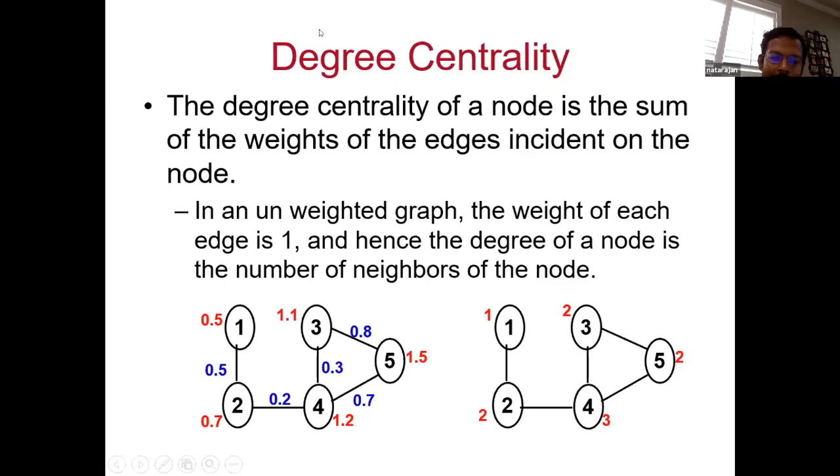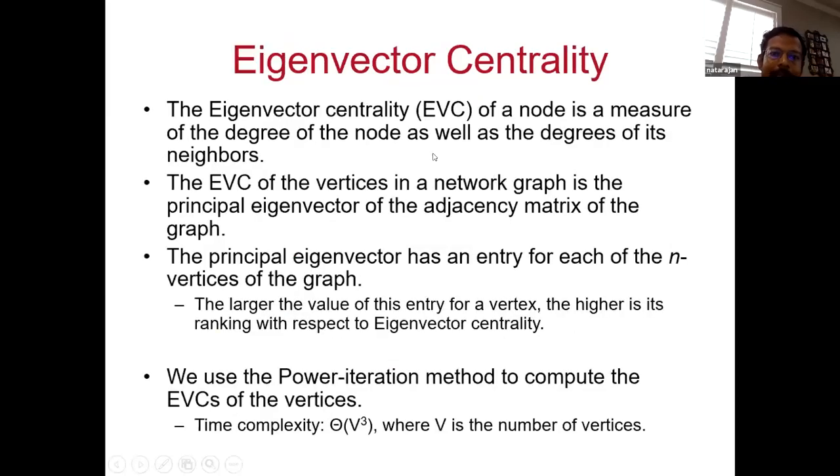Now, eigenvector centrality, unlike degree centrality, not only considers the number of neighbors of a node, it also considers the degrees of its neighbors. How is it computed? It is computed using the spectral analysis approach, and a lot of algorithms are out there, and we will be using the power iteration method to compute the eigenvector centralities of the vertices. This is a Theta of V cubed time complexity algorithm, where V is the number of vertices. When we do the spectral analysis of a graph, we get the eigenvectors and eigenvalues. Each eigenvector is associated with an eigenvalue, and the number of eigenvalues and the corresponding eigenvectors correspond to the number of vertices in the graph.